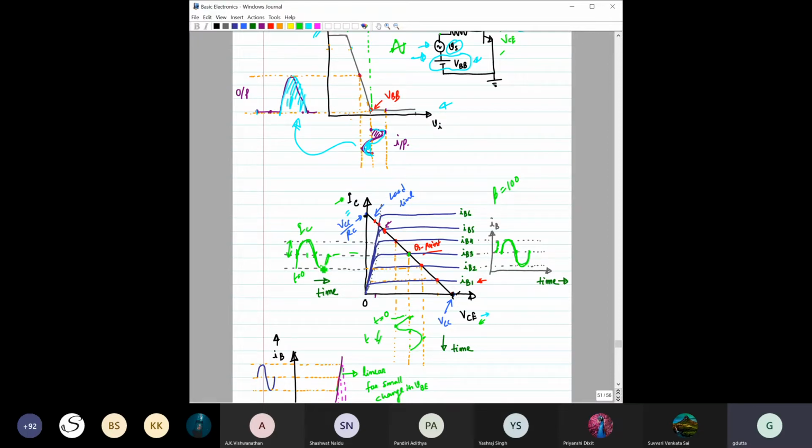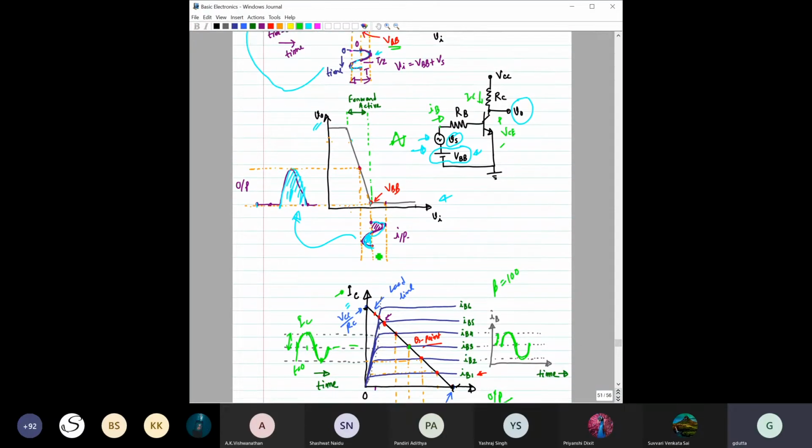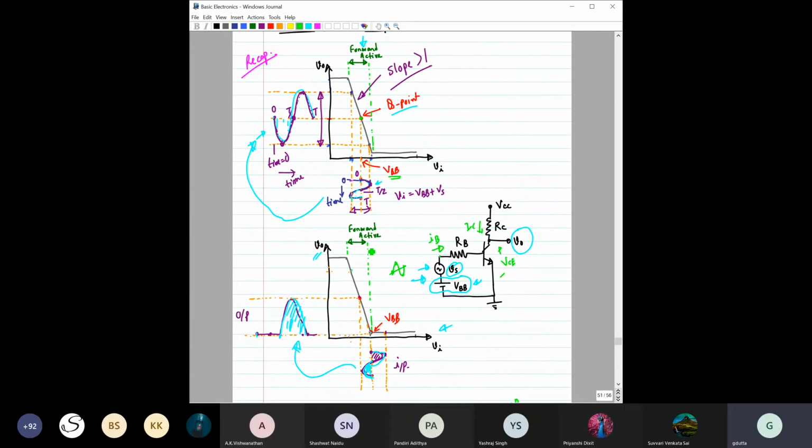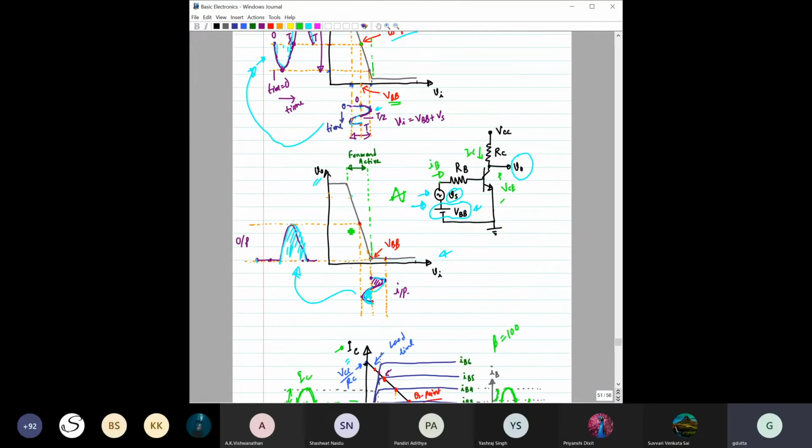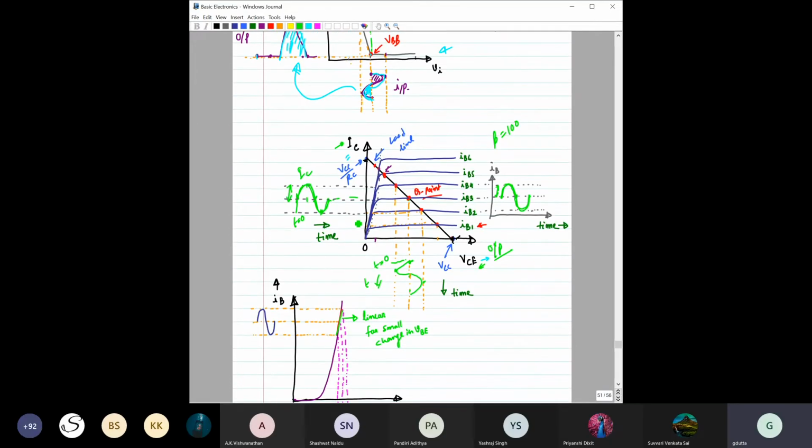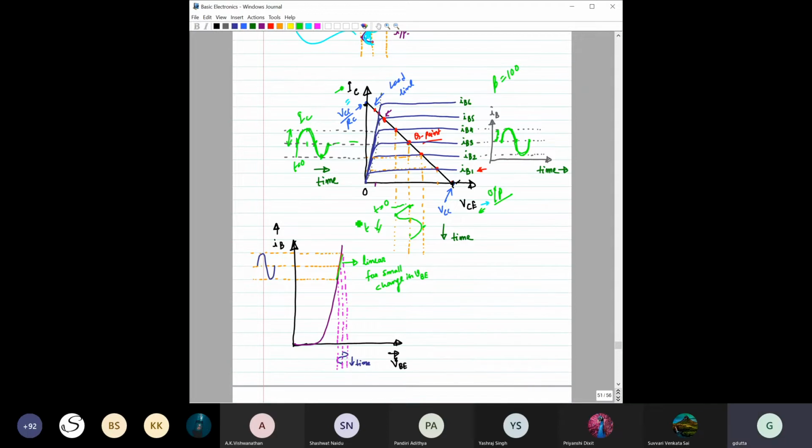But if you compare the IC with VCE, the output, they are again out of phase, right? So the same thing which we explained graphically from the transfer characteristics, you can do from the output characteristics as well. And you can also understand from here why there will be a 180-degree phase shift, right?